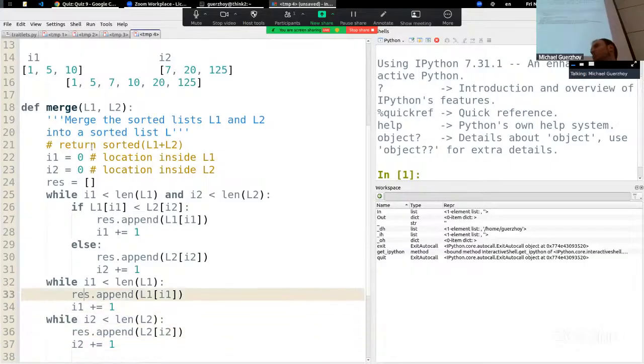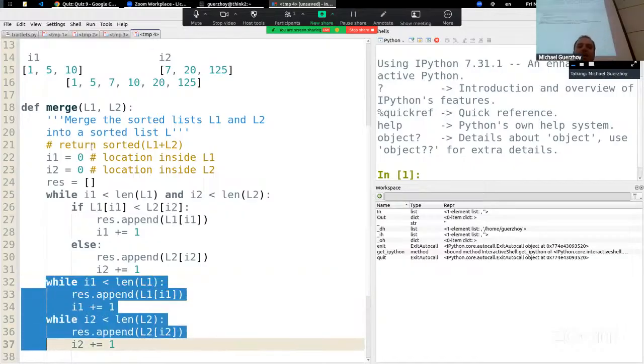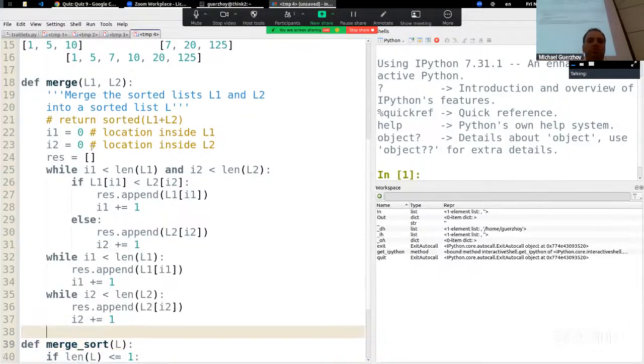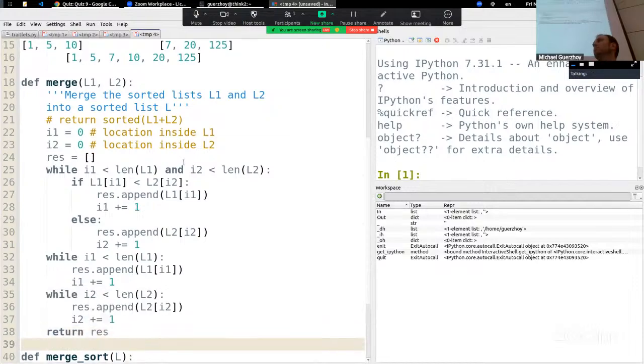So one of those is not going to happen because the reason I'm over here is I exhausted one of L1 or L2. But the other is going to happen, and what I want is to exhaust it, right? So I'm done. Just return result. Does that make sense? And this is merge sort.